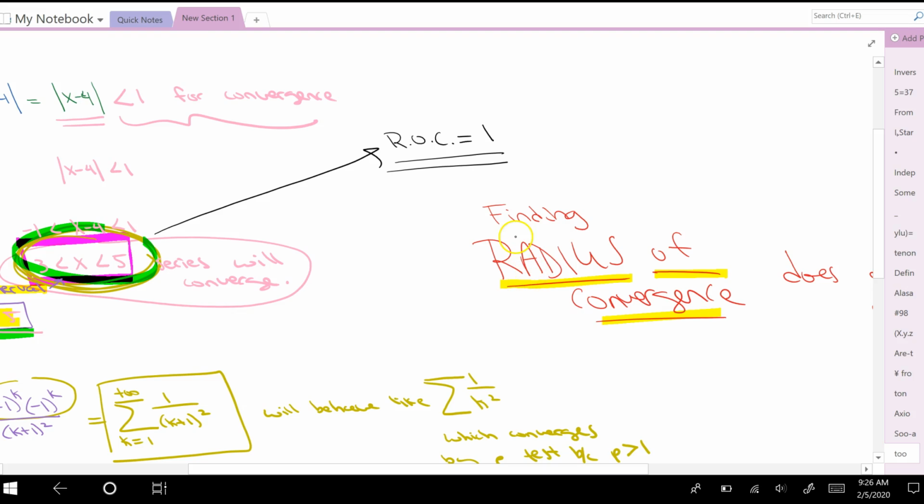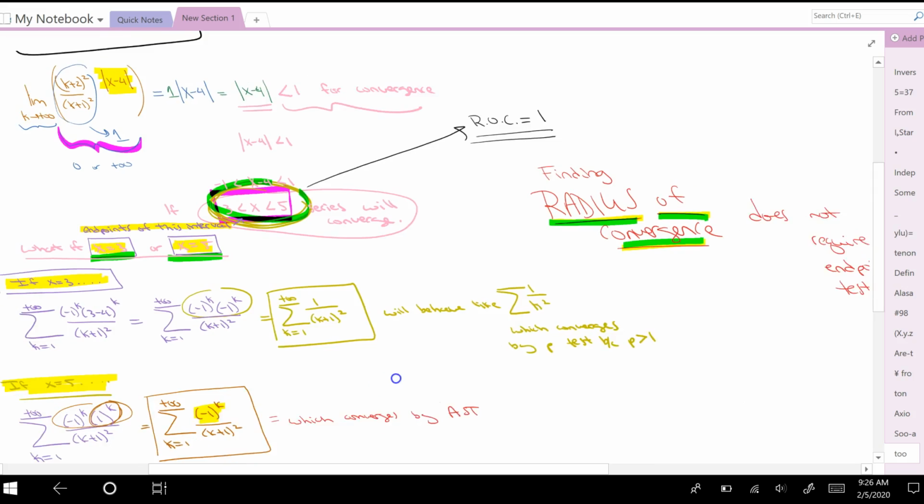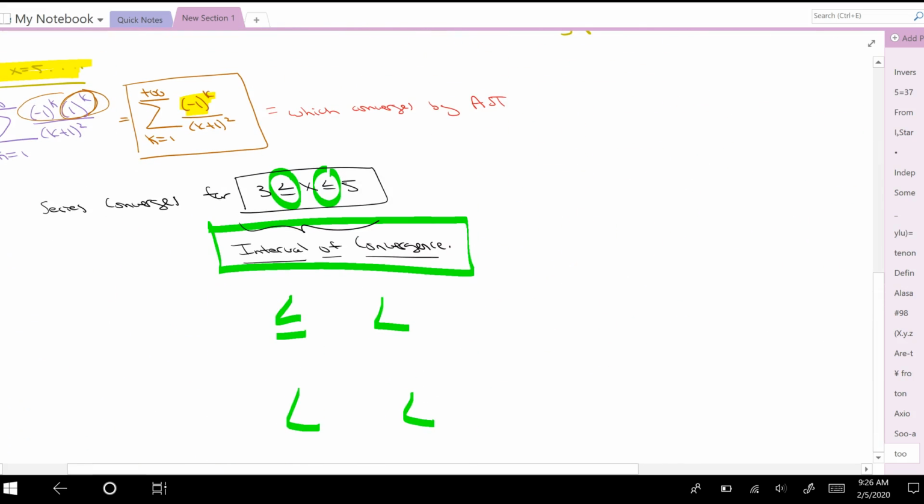So that's nice, because if you're asked a radius of convergence question, guess what? You don't have to check the endpoints. But guess what? For tonight's homework, you absolutely do have to find the interval of convergence, okay?